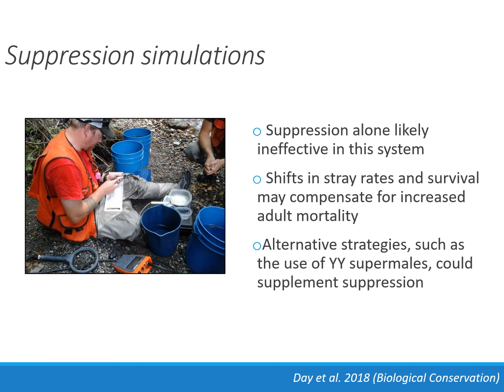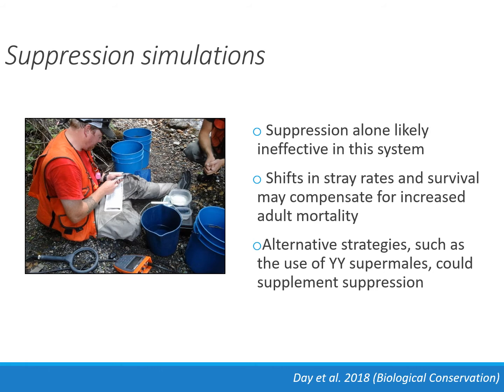And actually, before we had even conceived of building YYs into our simulation model, we developed a model of suppression of brook trout, electrofishing suppression. And I bring that up just because when we did that, our conclusion was that it would be very difficult to eradicate brook trout from Sullivan Creek, which is a pretty large system, through suppression alone.